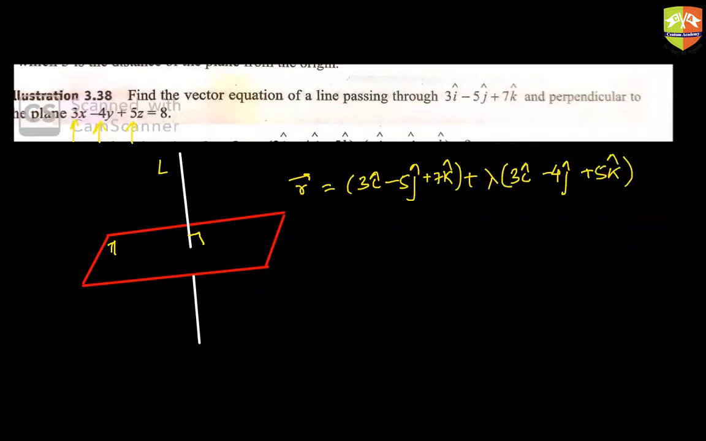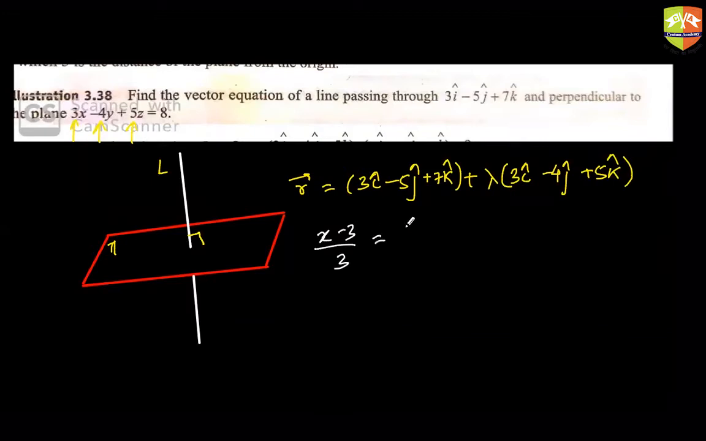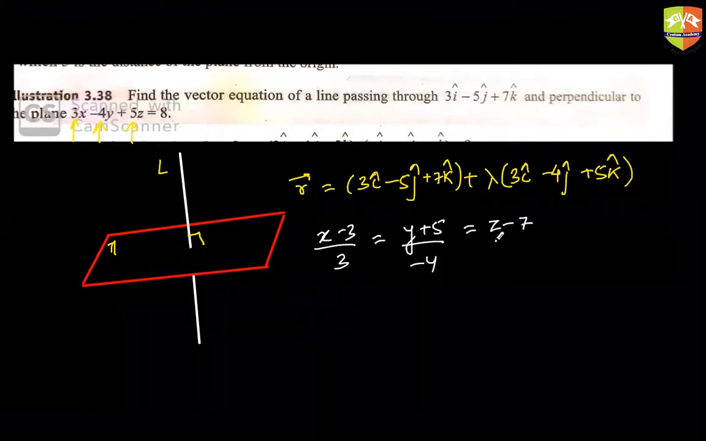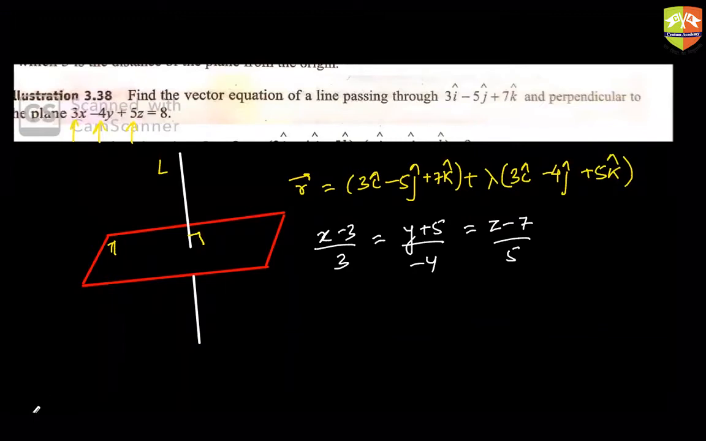Simple as that. If you have to write the same thing in Cartesian, you will write it as (x minus 3) by 3, (y plus 5) by minus 4, and (z minus 7) by 5. Is that fine? Let's take another one then.